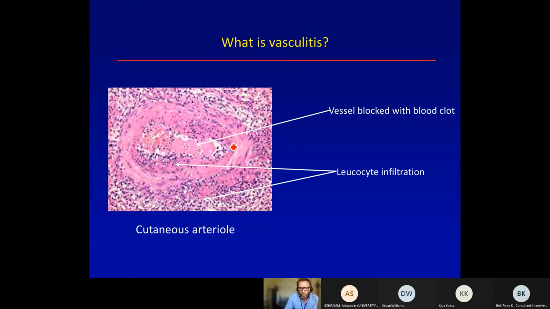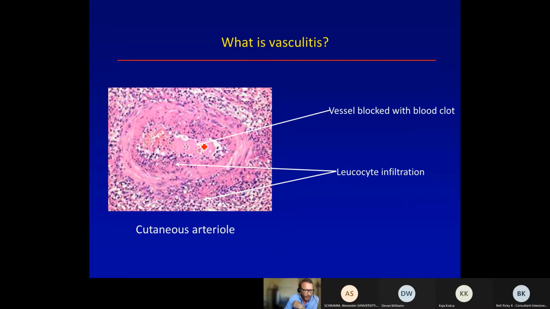The question, therefore, is what is vasculitis and why is it bad for you? So this just shows the pathology just to demonstrate what happens. This is a cutaneous arteriole showing that you have leukocyte infiltration initially in the outside of the vessel, and then that inflammation penetrates the vessel, causes the vessel wall to become disrupted, and eventually you get thrombus formation within the lumen, which clearly prevents blood flow downstream of that.